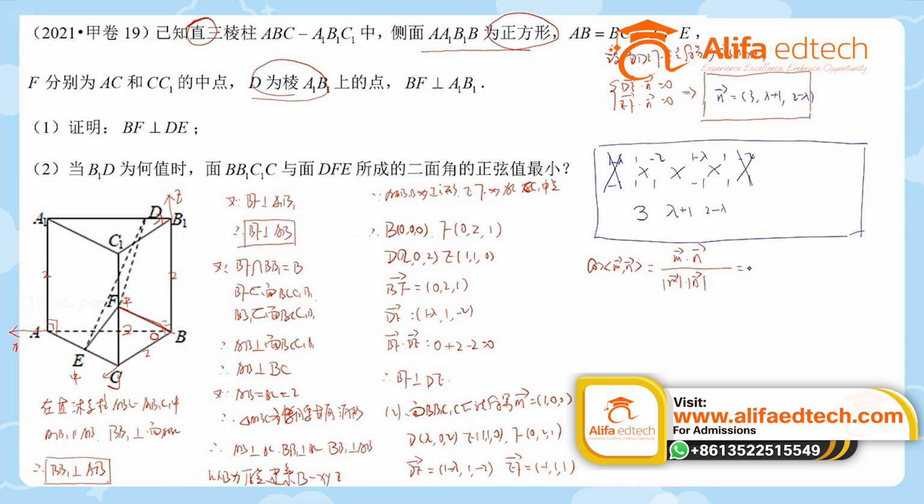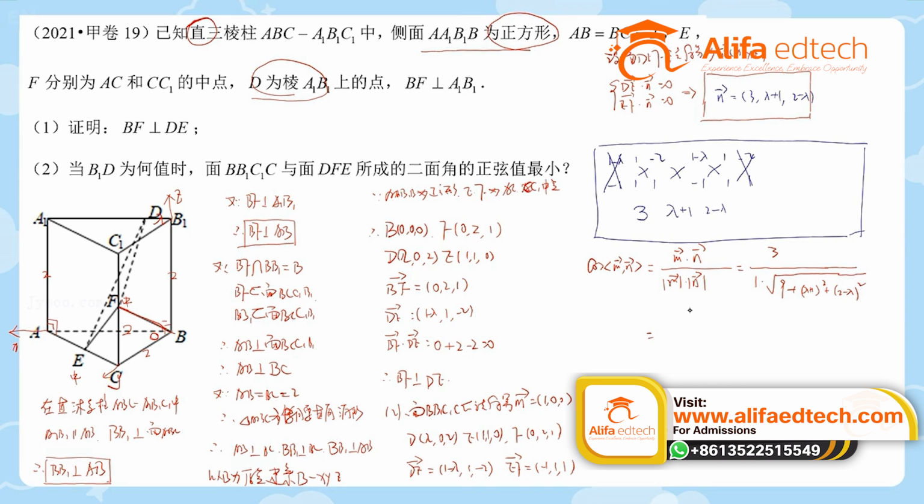Now, when dividing, we already have vector m as 1, 0, 0. Multiplying that, the numerator only has a value from the x-coordinates, and the magnitude of m is simply 1. Then the magnitude of n is the square root of, let's see, the square of the x-coordinate, 3 times 3 is 9, plus the square of the y-coordinate, lambda plus 1 squared, plus the square of the z-coordinate, 2 minus lambda squared.